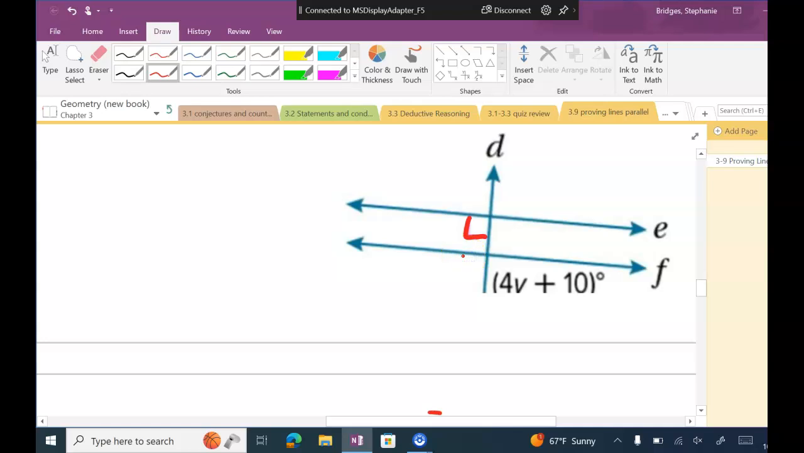It's also going to be 90 as well? Mm-hmm. So in that case, what do you think 4V plus 10 should equal? 90. So to solve for V, because of the first right angle, the other ones are also right angles, we're going to have to do 4V plus 10 equals 90. I want y'all to solve that for V for me, all based off of that right angle that was given to you.